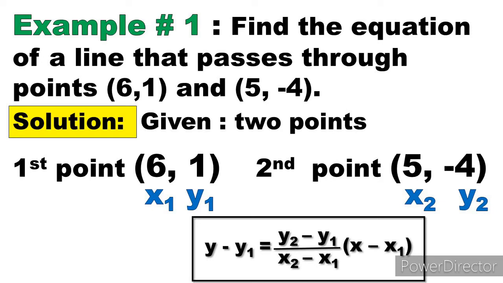Okay, so na-identify natin yung dalawang point. Yung first point is positive 6, positive 1. So, mag-a-assign tayo ng x sub 1, y sub 1. X sub 1 for 6, y sub 1 for 1. Since, yan yung first point. And then, sa second point, we have positive 5, negative 4. So, ang i-a-assign natin sa 5 is x sub 2. Okay, kasi siya yung pumapangalawang x. And negative 4 is y sub 2 kasi siya yung pumapangalawang y.